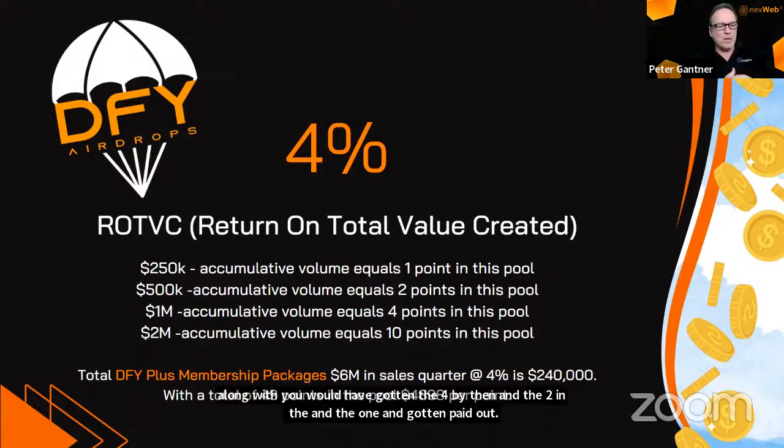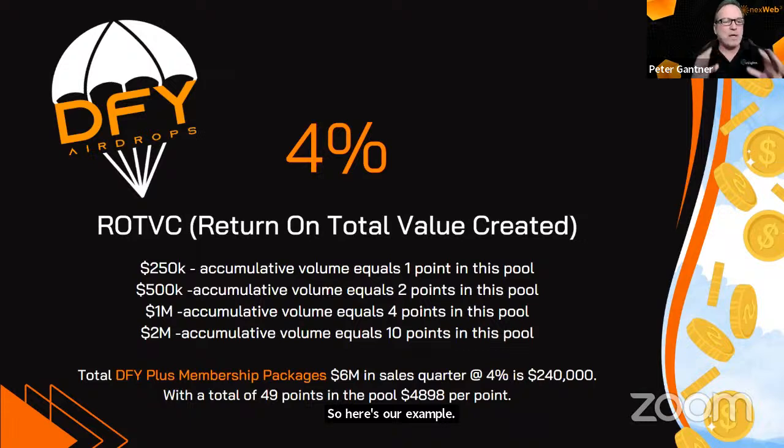So here's our example. DFY plus membership packages. Let's say there's $6 million in the quarter. So we averaged about $2 million a month for the 3 months. At 4% is a $240,000 bonus pool in digital assets with a total, let's say, of 49 points earned by everybody that helped create that $6 million.